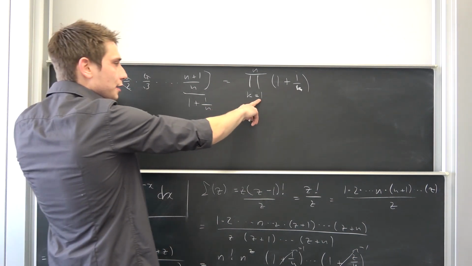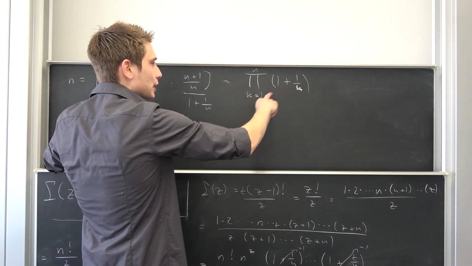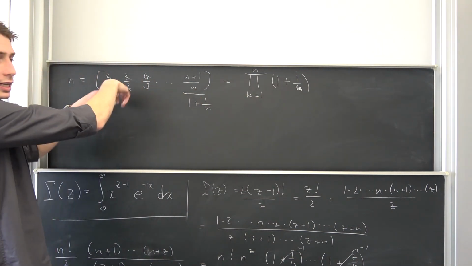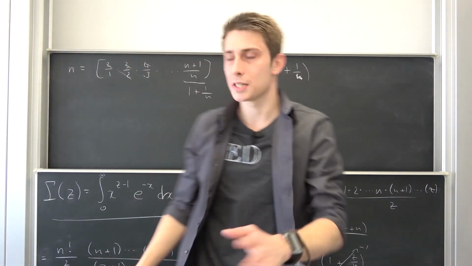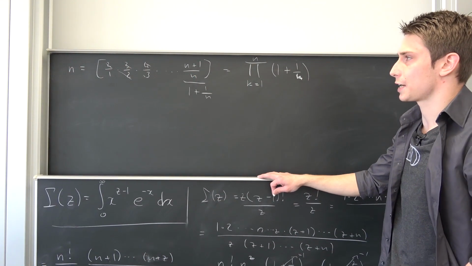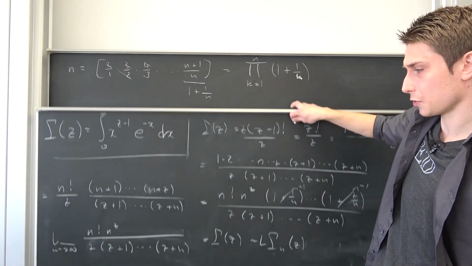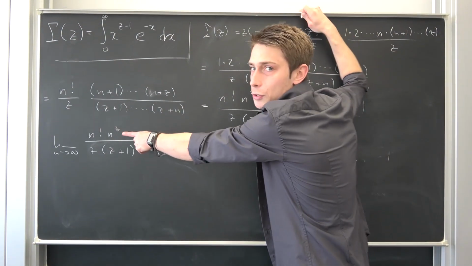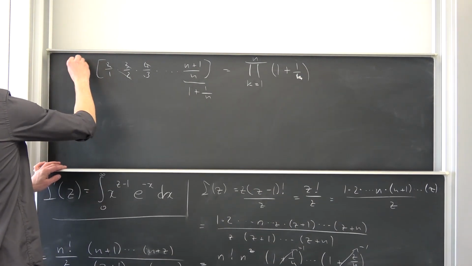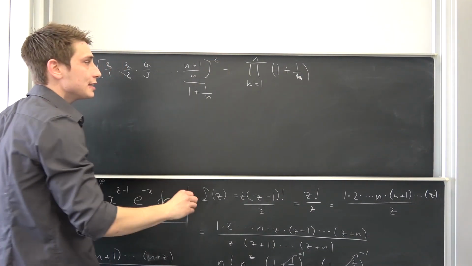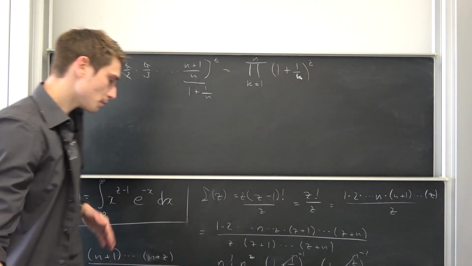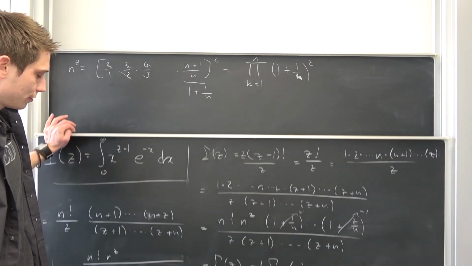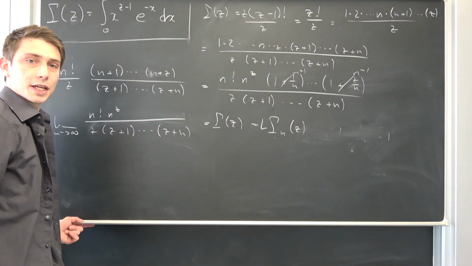If you plug 1 into here, you're going to get 1 plus 1 is 2, and then stuff is going to cancel out in the process. Okay, so this does work out quite nicely, actually. Also, it's a product, so the cool thing is if you raise stuff to the z power, so n to the z power is nothing but this right here, we can actually just drag this power to the inside. So we have turned this n to the z power into something else.